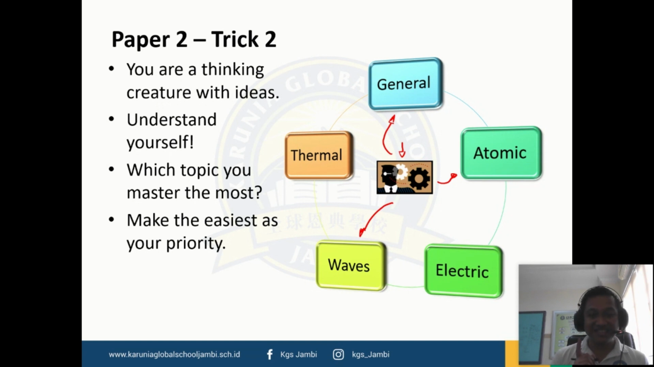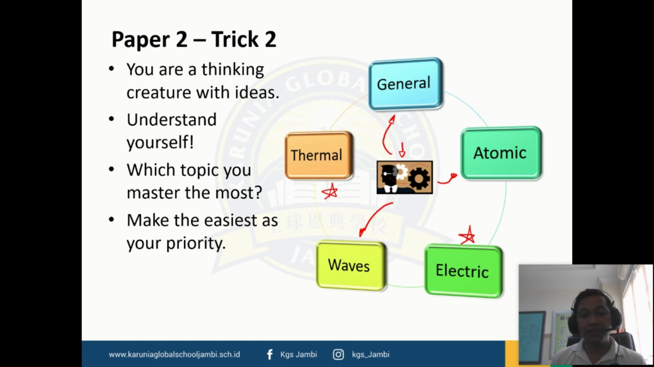Okay, so choose your priority. Make the easiest one your priority. This is the easiest to me. The hardest to me is electricity. Oh, this is the hardest, and thermal is not really hard. So I will prioritize general physics, atomic physics, waves, then I'll go with thermal and electricity.